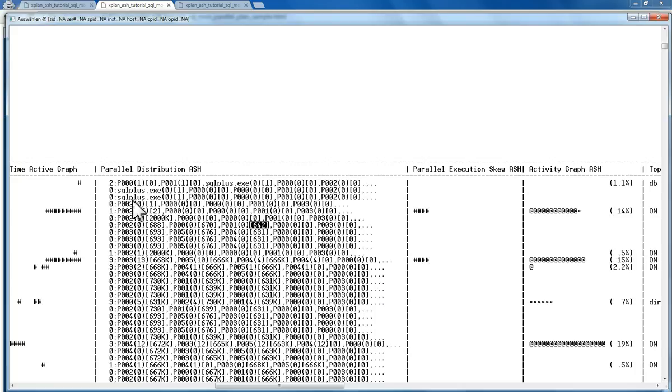So the meaning of this information here in this parenthesis behind the process is the number of active session history samples.